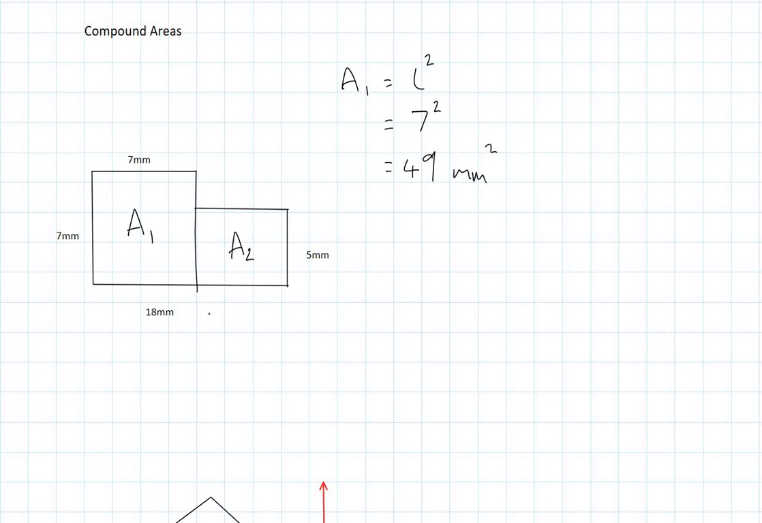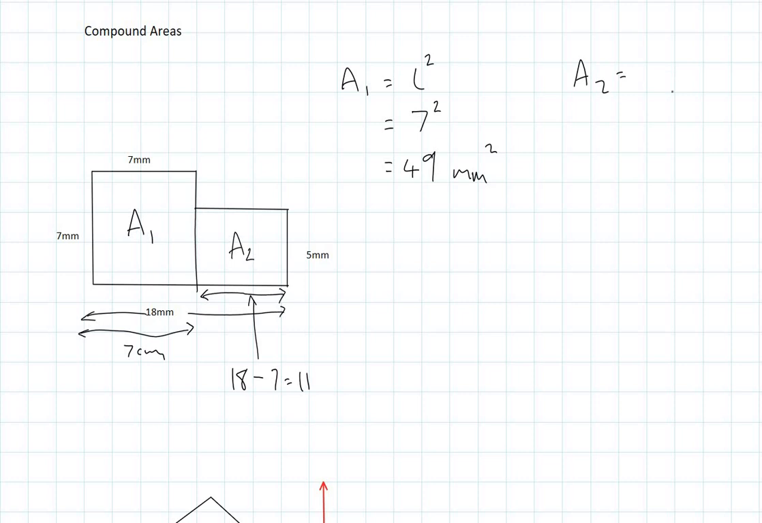For this shape, we need to do a bit of working out to find this length in here. We know that vertically up and down it's 5 millimeters. The whole base is 18 and this end is 7. So we need to think, what do I need to add on to the 7 to get up to 18? What's this missing bit? Well, I'm just going to do 18 take away 7, which is 11. So for area 2, the base is 11.